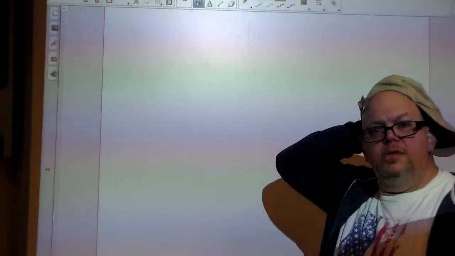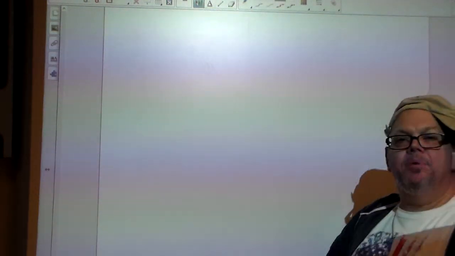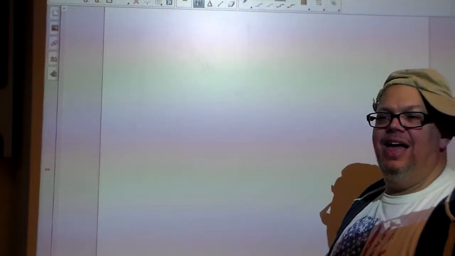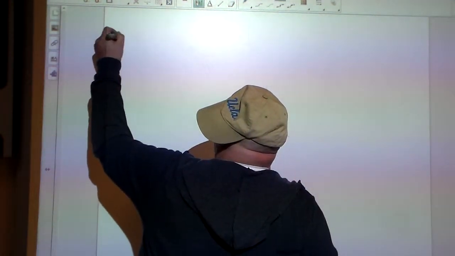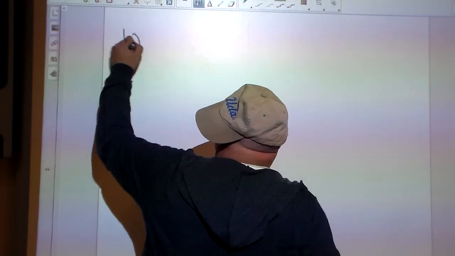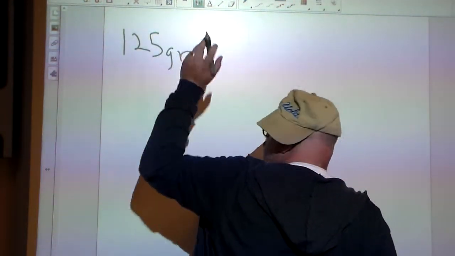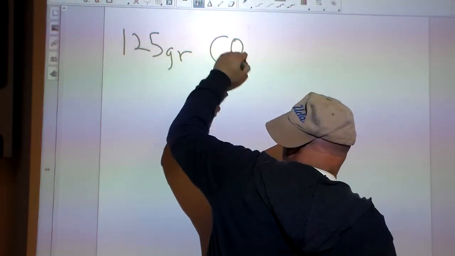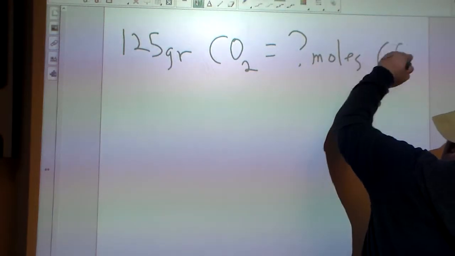Let's see. And another nice cool part about this is that I can turn around and pick any molecule I feel like, because, you know, hey, it's kind of cool that way. Okay, so you know what? If I happen to have 125 grams of, let's try something else everybody knows about, CO2 equals how many moles of CO2?